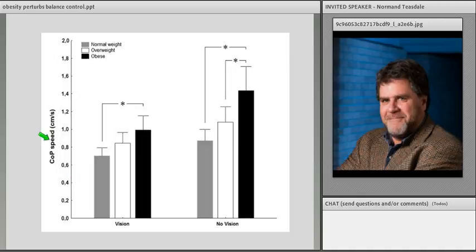Here I have CP speed again, and what you see with vision and without vision is the same basic result. Normal weight individuals sway at a slower speed than overweight individuals, and overweight individuals sway at a slower speed than obese older women.